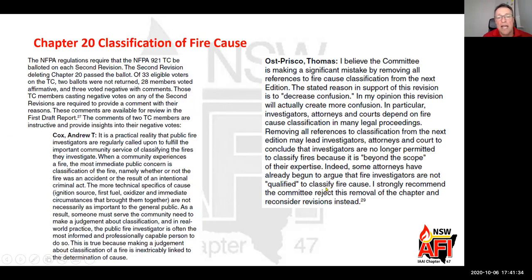And then there's also, and it says here, the two comments. So there was 33. So the second revision deleting Chapter 20 passed the ballot. Of the 33 votes on the TC, 2 ballots were not returned, 28 members affirmative and 3 voted negative with comments. Those TC members casting negative votes on ballot are required to provide comment, and here are 2 of them.